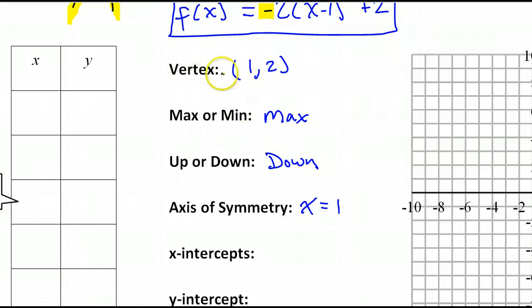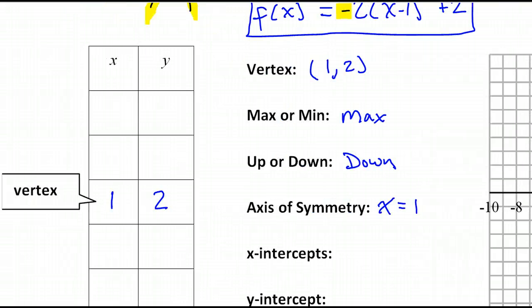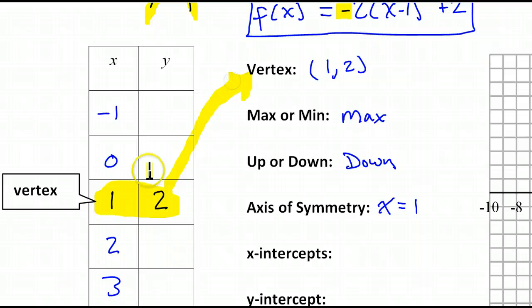Alright, so let's see what happens. So the vertex is going to be, we always put the vertex here in the middle, 1, 2, alright, from that. That means as I go lower, this will be 0, -1. As I go higher, this will be 2, 3, alright? But it all started with the vertex, alright? Always put that vertex first. Whoa, I lost my marker. Okay, came from that.